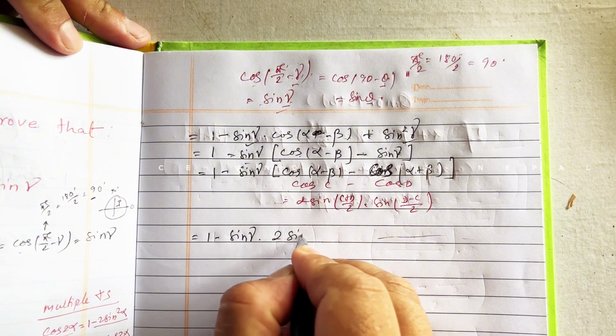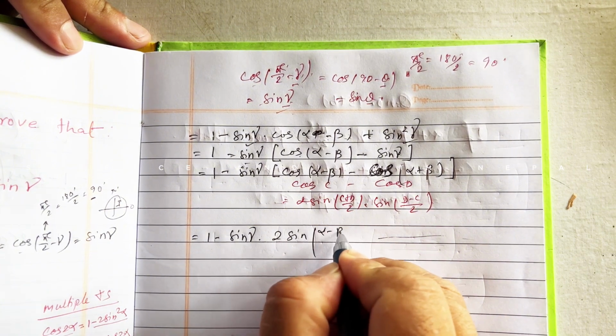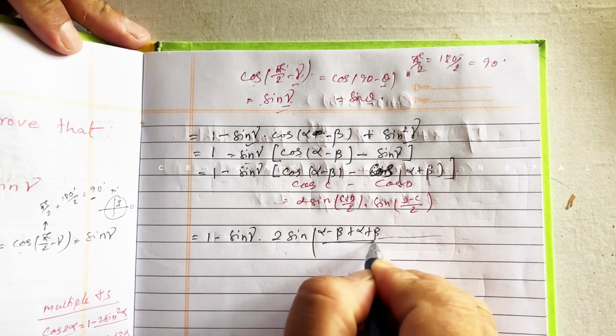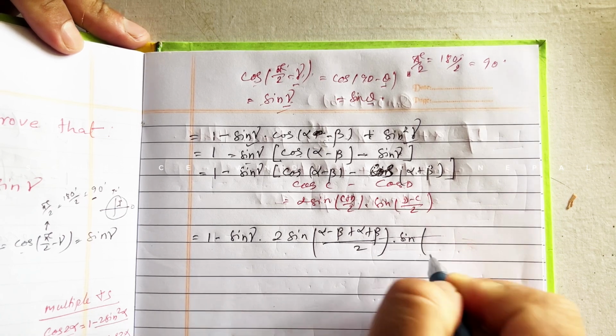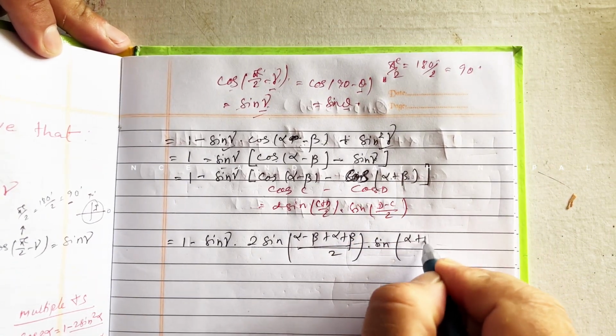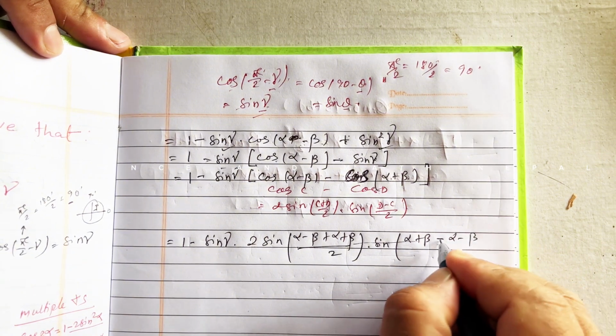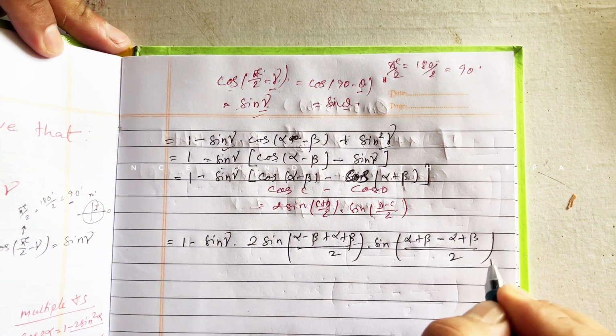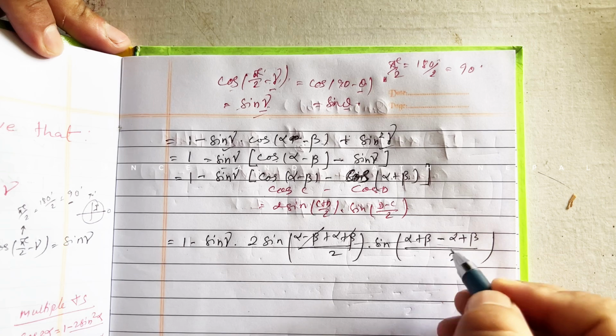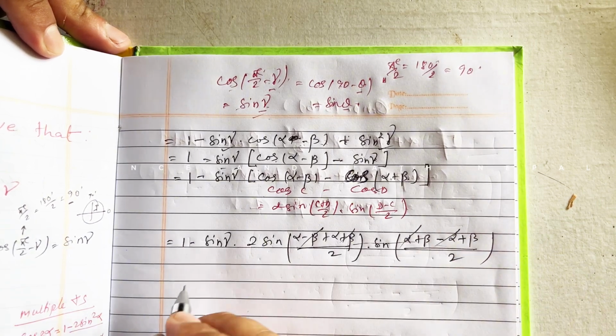Here it becomes 2 sin((C plus D) by 2), that is, (alpha minus beta plus alpha plus beta) divided by 2. Here sin((D minus C) by 2), meaning (alpha plus beta minus alpha minus beta), but because of minus it becomes plus, divided by 2. So plus beta minus beta, alpha minus alpha is cancelled.